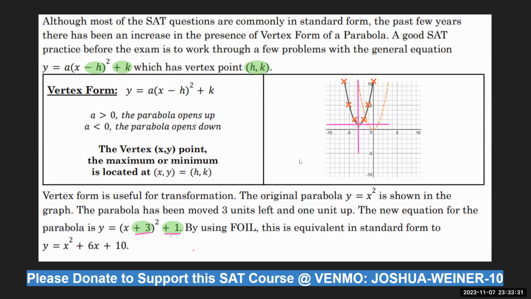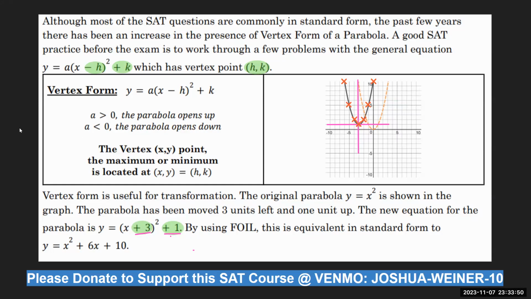So there's our parabola, since a is 1, right? So we had 1 times x plus 3 squared plus 1. So here is our 7-point parabola based on vertex form for the said parabola.